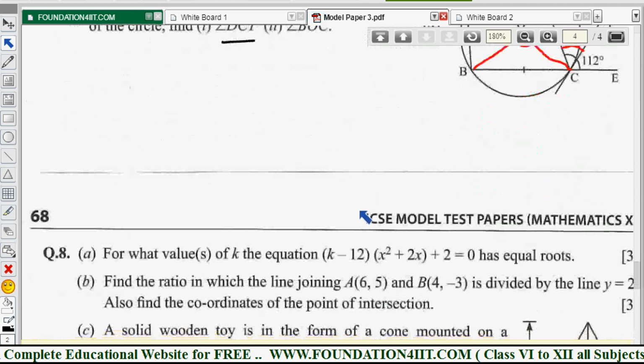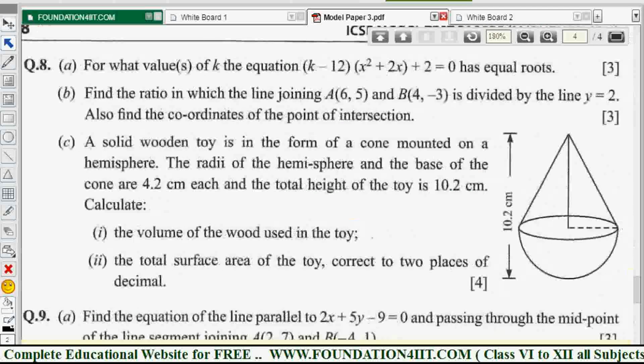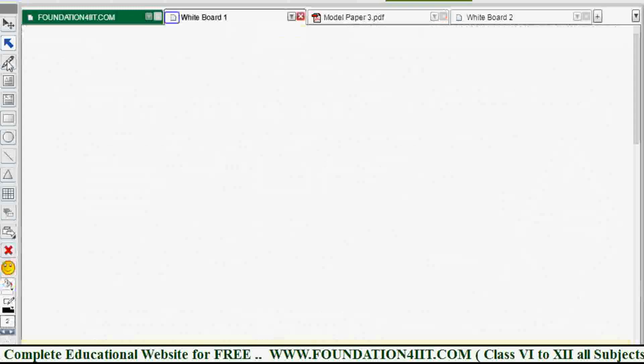Simple question. Now let us see question number 8 and solve these problems. In question number 8, the first one is: for what values of k does the equation (k minus 12) x square plus 2x plus 2 equal to 0 have equal roots? Whenever any quadratic equation has equal roots, you should take b square minus 4ac is equal to 0 as the condition. So let us take the given equation and find the value of k.